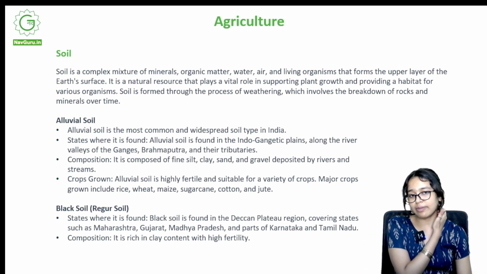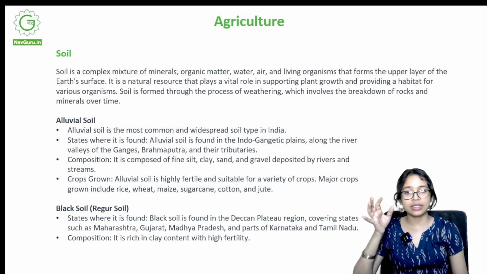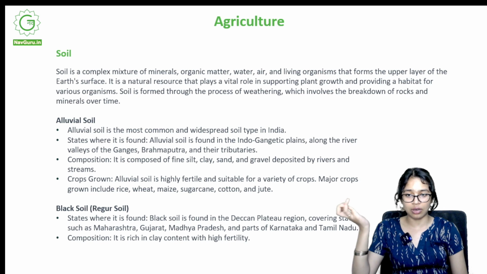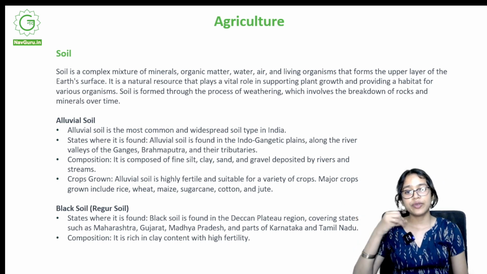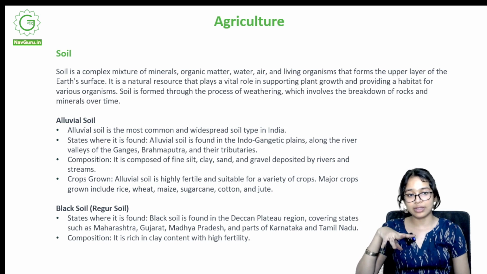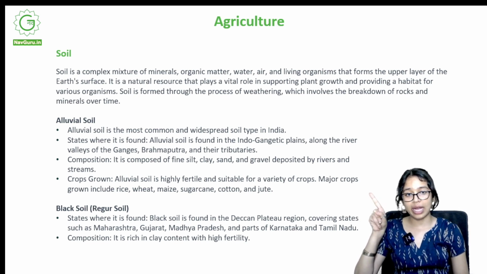But what actually makes it a good soil is that it is composed of fine silt, clay, sand and gravel particles. And since they're deposited by rivers, alluvial soil is usually found near the banks of rivers, as mentioned here, in the Indo-Gangetic plains along the river valleys of the Ganges, Brahmaputra and their tributaries.